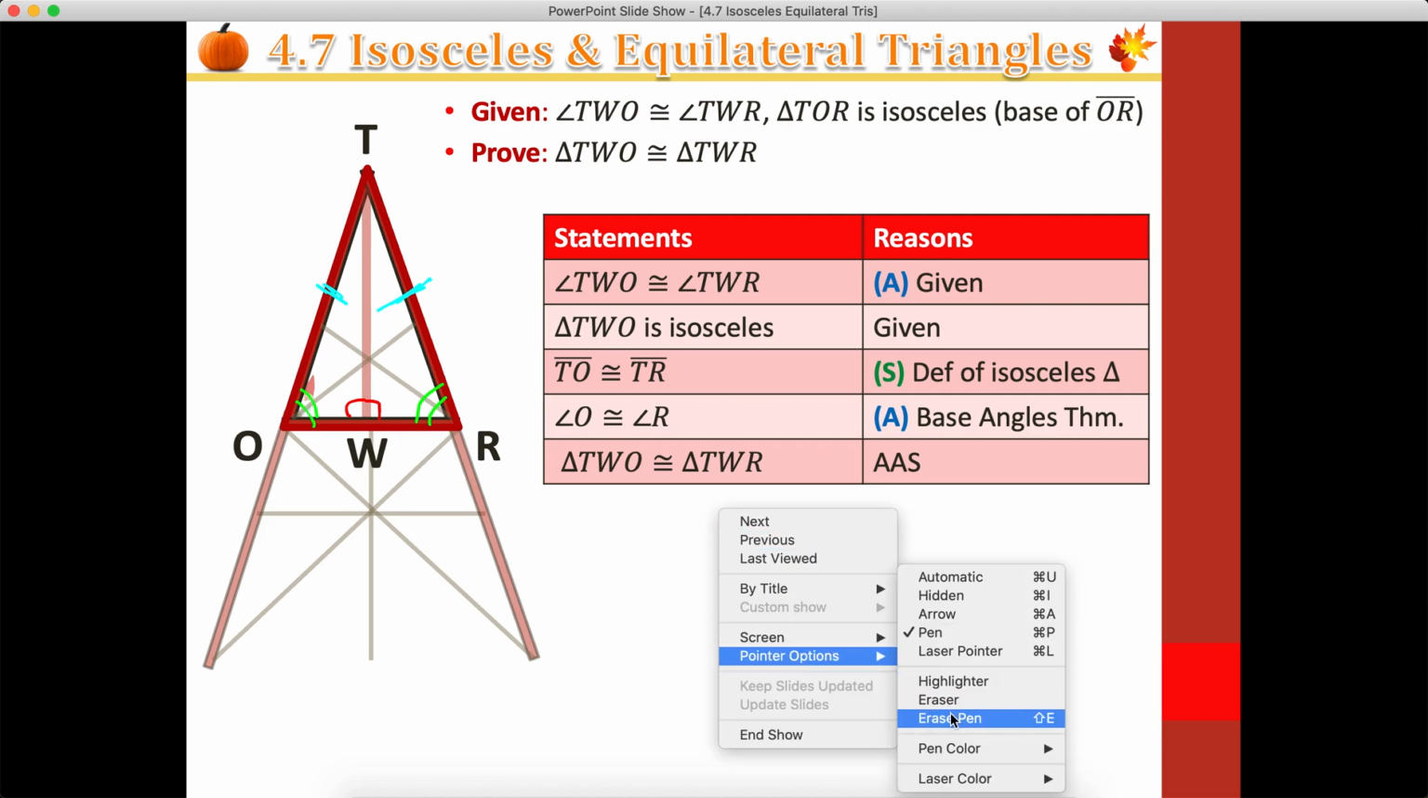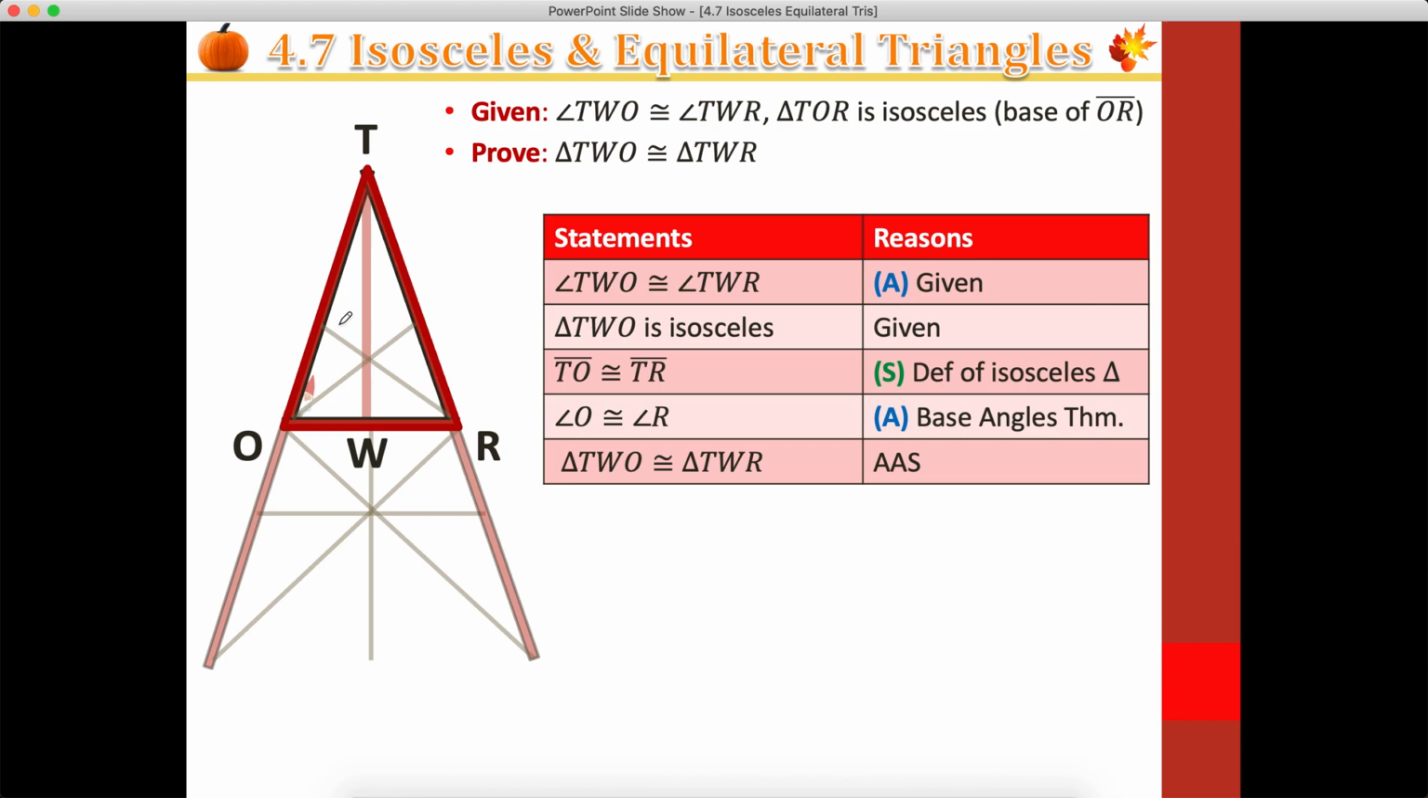I'm going to clear this out for a second and just acknowledge you could have also done, definition of isosceles gives me this. TW is congruent to itself via the reflexive property, and it's shared, so that counts as an S as well, a pair of corresponding congruent sides.